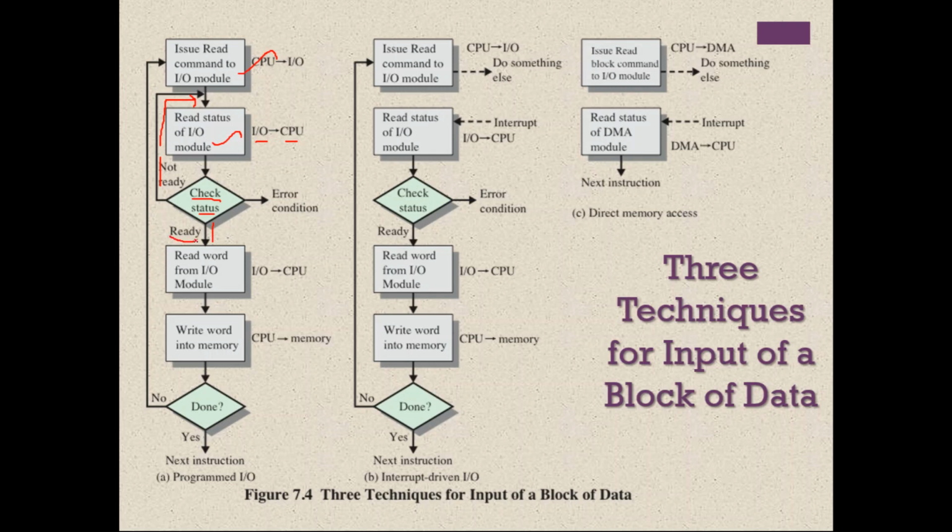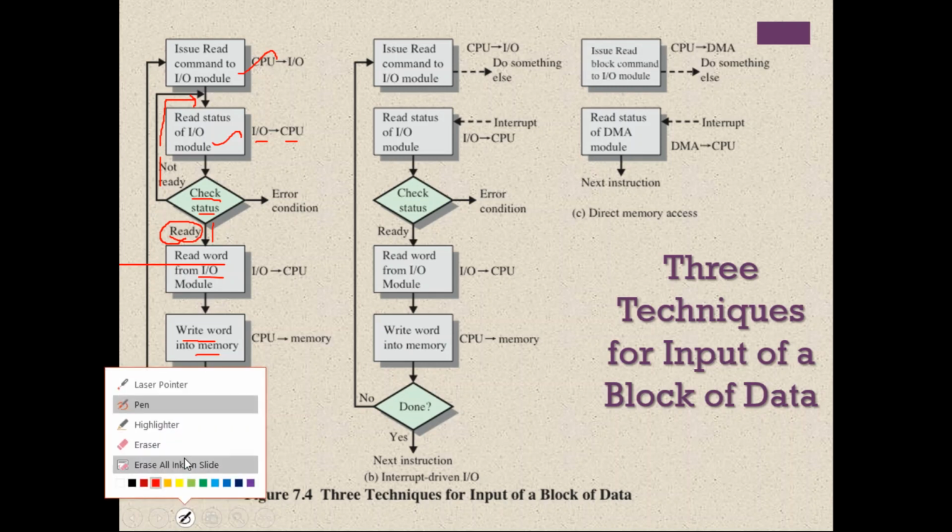If the data is ready, control comes here. Then read the word from the IO module. That data is available in the buffer, right? So read that from the IO module and write it to the memory. Here we want to read data from the IO and write it to the memory, right? Previously I was saying CPU, but actually the data doesn't directly go to the CPU, right? It first goes to the memory, right? Okay, fine. So this is how programmed IO works.